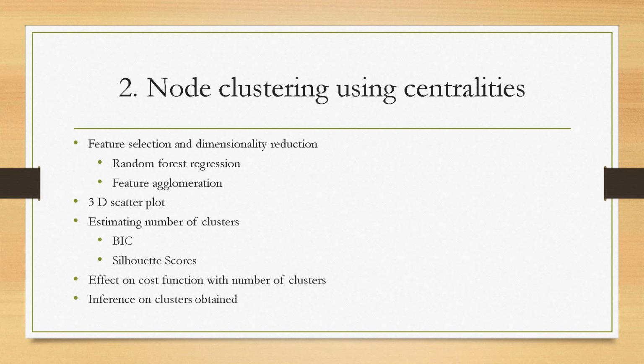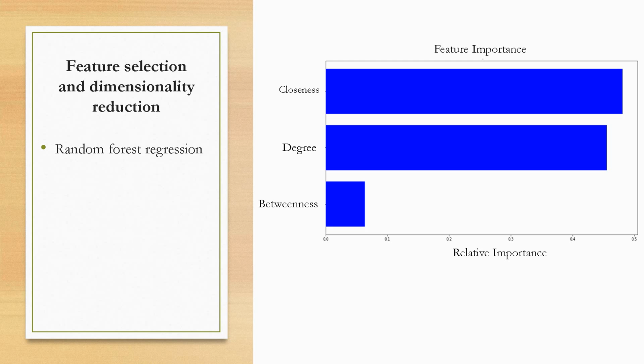To accomplish this, we have invested in two techniques, namely feature selection and dimensionality reduction. In this case, the original feature space is converted into a reduced or a new feature space with fewer dimensions. This reduction is achieved either by selecting a subset of original features, that is feature selection, or by mapping them into an entirely different feature space, that is dimensionality reduction. So these techniques also help in better interpretability of results. So for feature selection, we have employed two techniques, namely random forest regression and feature agglomeration.